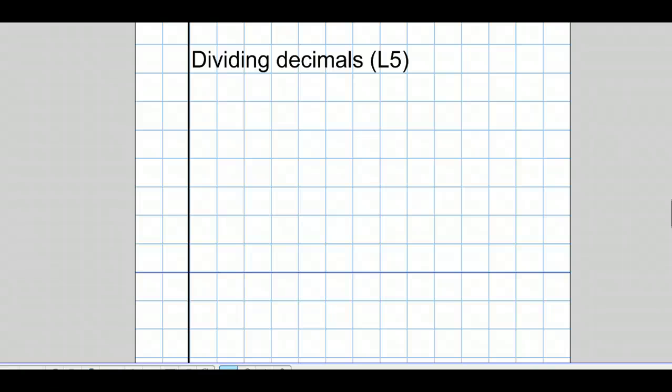Hello there. We'll look at dividing decimals. Question 1. 61.7 divided by 10. Now when you divide by 10, which has 1 zero after the 1, we move the decimal point one place to the left. So my new answer is 6.17.